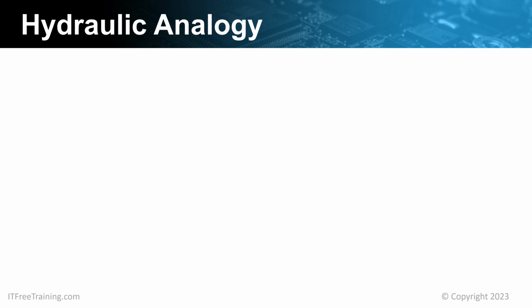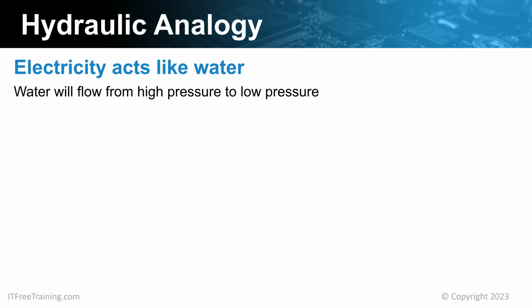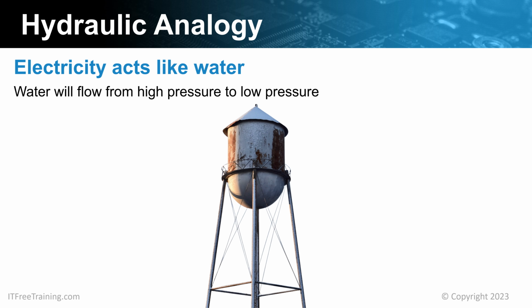When attempting to understand electricity, it often helps to compare it with water. Since electricity is a flow of electrons, it acts in a similar way to water. Water will essentially flow from a place of high pressure to one of lower pressure. So if you consider an example of a water tank, the more water in the water tank, the more pressure the water applies. This is the same as voltage. The higher the voltage, the more power it has to push electrons.